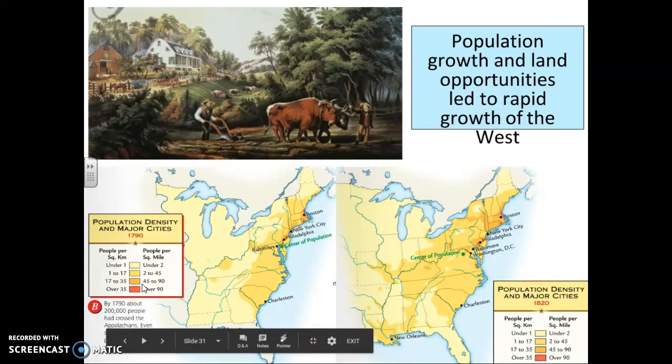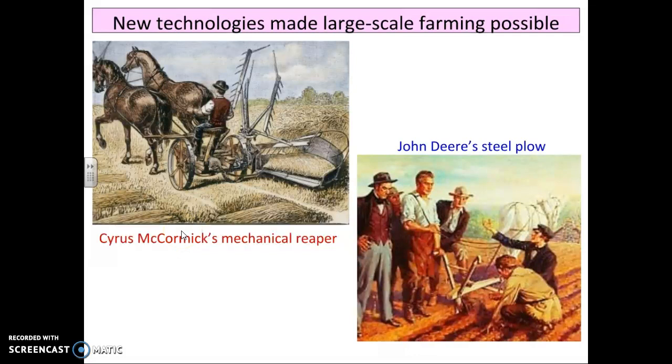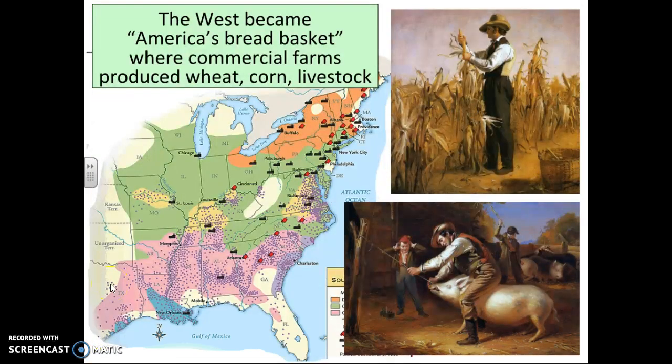So this population growth leads to a number of rapid opportunities in the West for farming. And because of this large-scale farming, equipment like John Deere's steel plow is going to make farming a lot more efficient and a lot less time-consuming or labor-intensive than it has been in the past. And these western states, or today's Midwest states, like we mentioned before, Iowa, Illinois, and Indiana, will become known as America's breadbasket, where crops like corn and wheat, and animals, are going to be used to feed the rest of the nation.